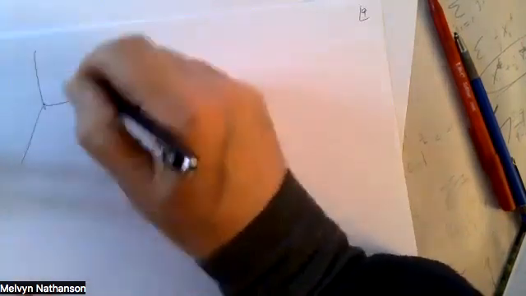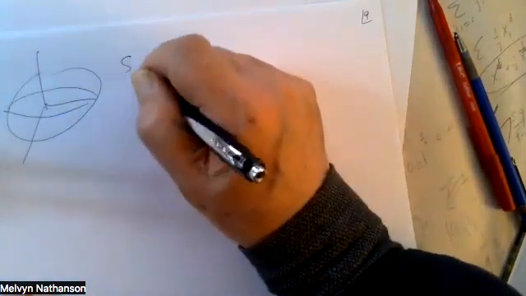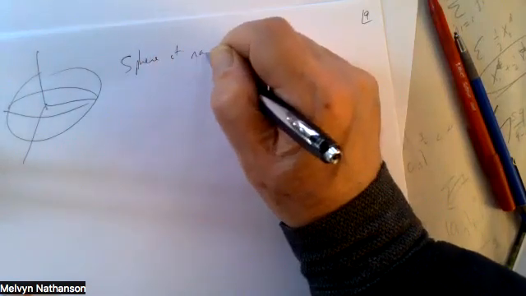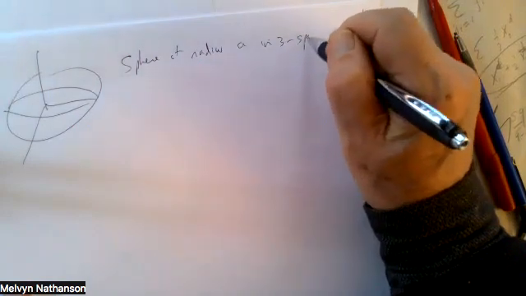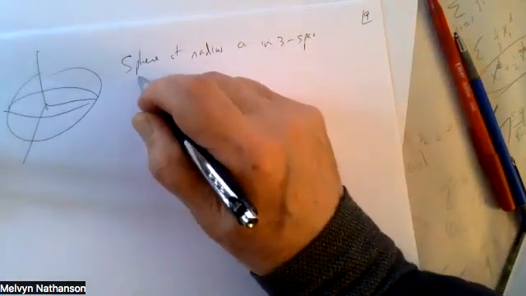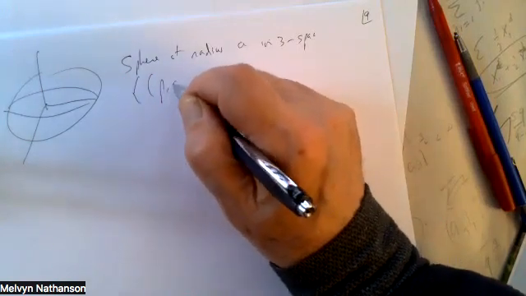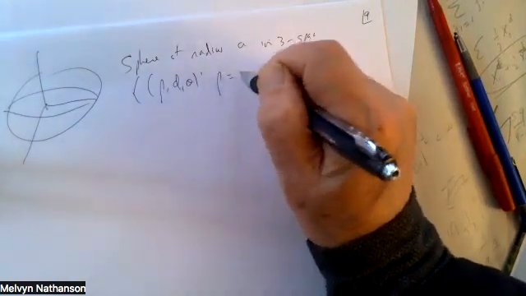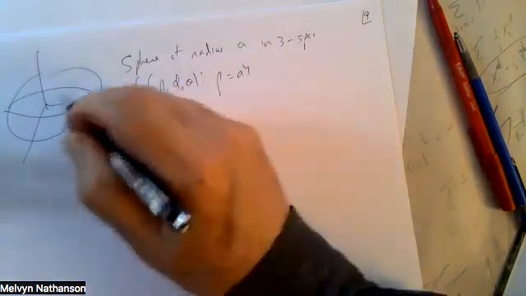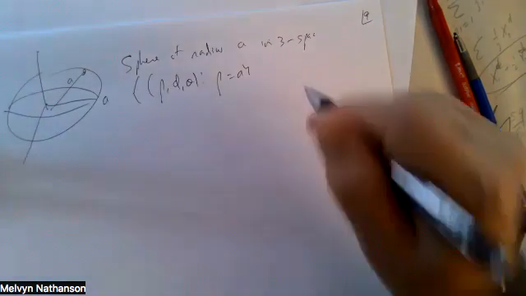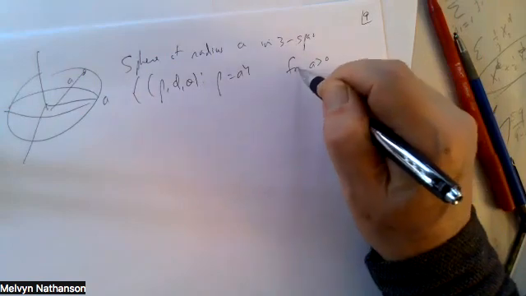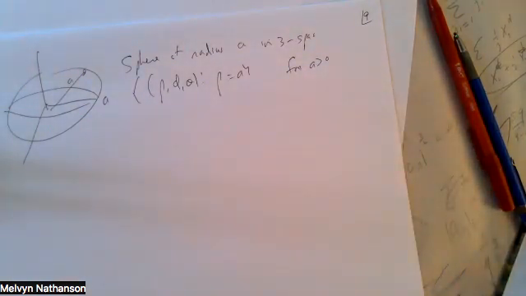So to take the most obvious example, suppose you take the sphere of radius A in three-dimensional space. In spherical coordinates, this is all points rho, phi, theta, where rho is equal to A. It's just all points where the distance to the origin is equal to A for any positive number A. Those are the spherical coordinates.